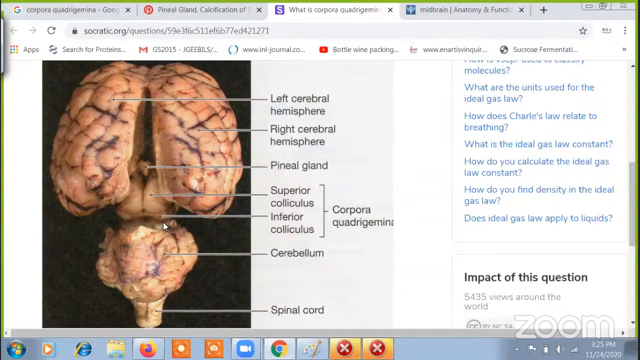So corpora quadrigemina are the four regions you can find. It has two upper regions, the superior colliculi, and two lower regions, the inferior colliculi. Superior colliculi are involved in the transport of the visual reflex. Please note it down.